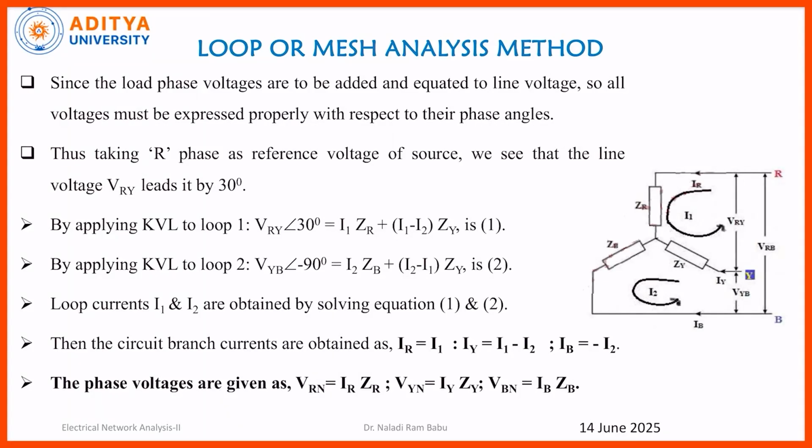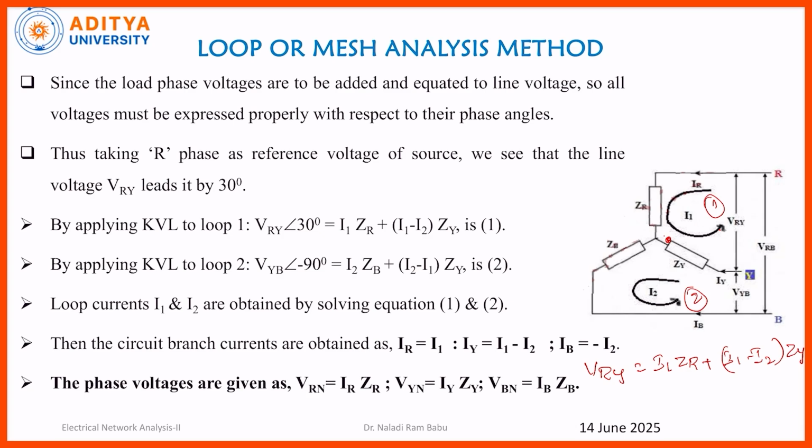Now I am going to write the KVL equations across loop 1 and loop 2. If I have taken VRY as the reference, VRY is equal to I1 current into ZR plus, since the I1 current is entering at this point and the I2 current is leaving at this point, I1 minus I2 into ZY. So this is the KVL equation at loop 1.